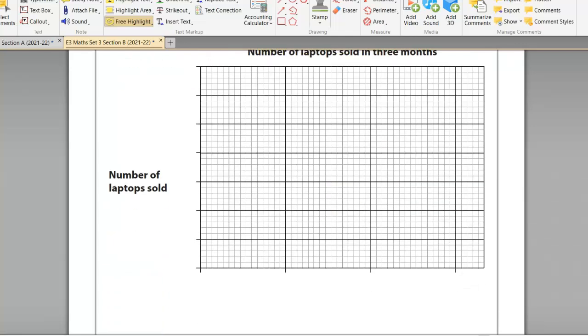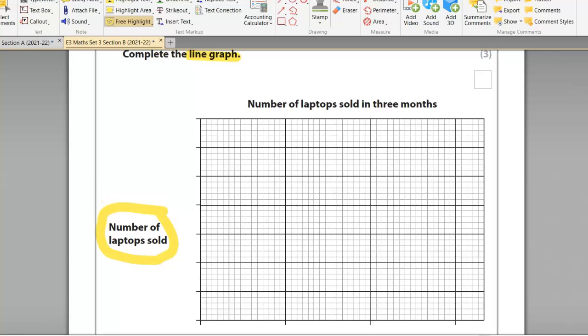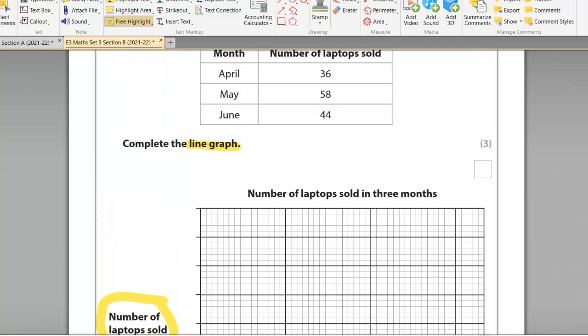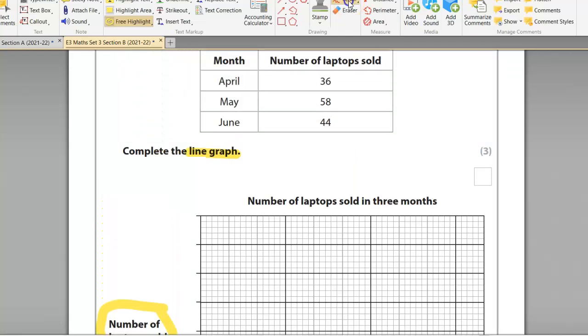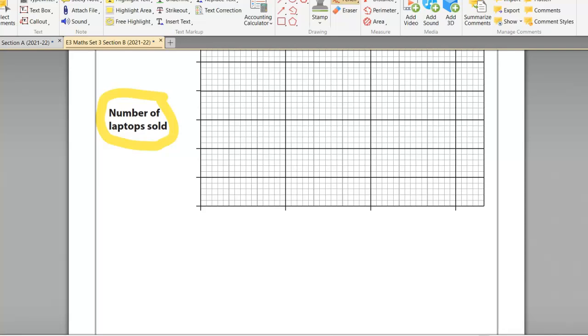So the number of laptops sold are going to go up the side. So it tells you here the number of laptops sold has got to go vertically, which means the months are going to go across the bottom. So the April, May, June are going to go across the bottom.